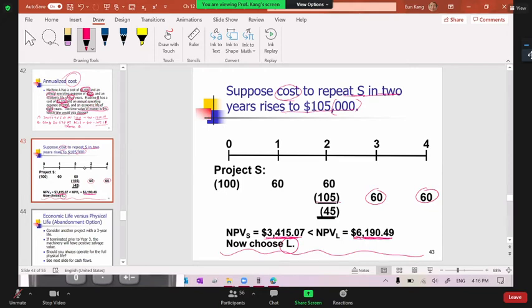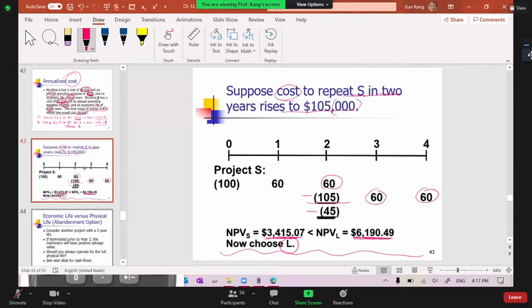Professor, where is 45 coming from? This is 60, which is positive, minus 105. So minus 105 plus 60 is minus 45. Okay, got it. Yep, same thing. Good question. Please ask questions if anything is not clear.